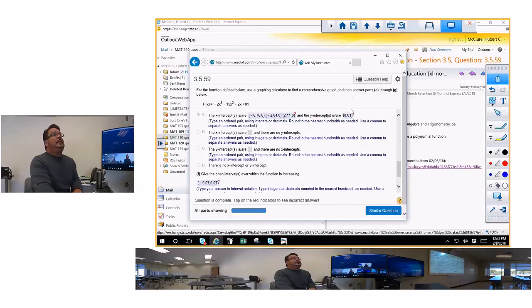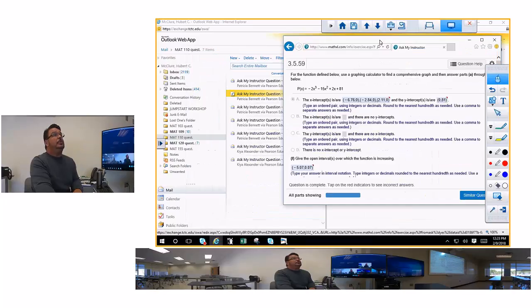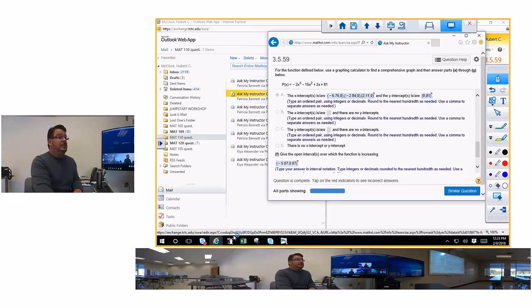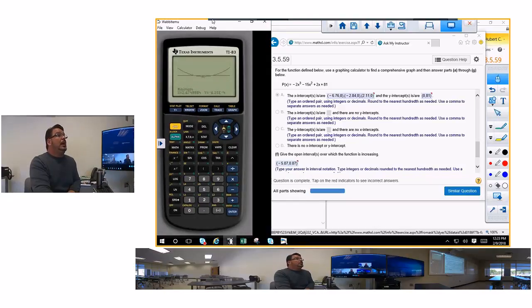Okay, I don't see anything that says hidden behavior, but believe you me, after that last one, I'm going to check and make sure. So pull up your calculator. Again, this is a calculator drill. And y is equal to negative 2x to the third minus 15x squared plus 2x plus 81.